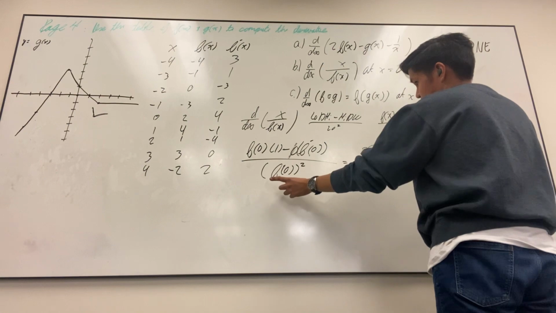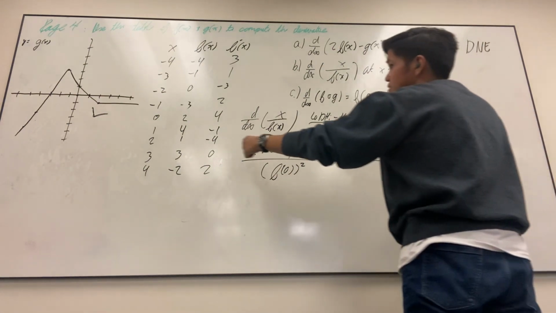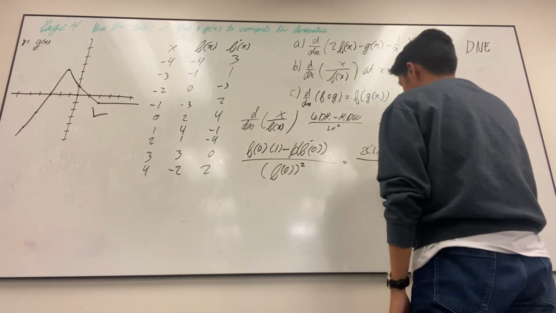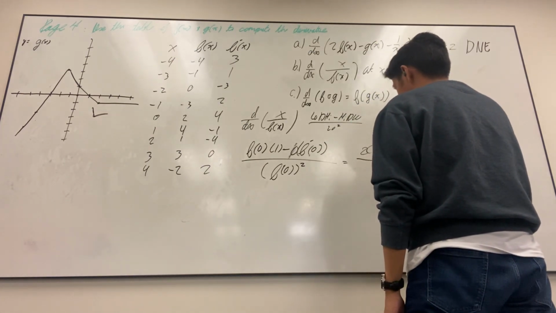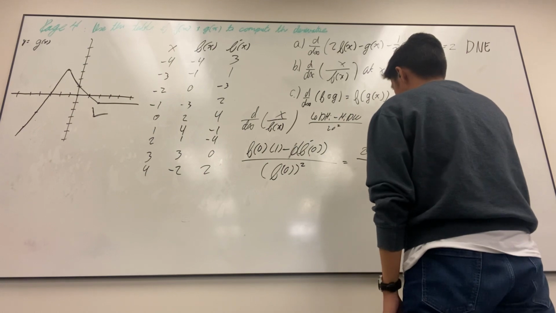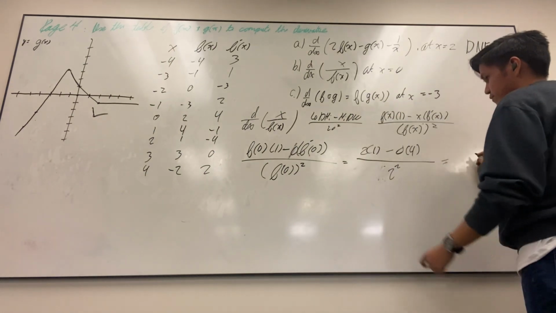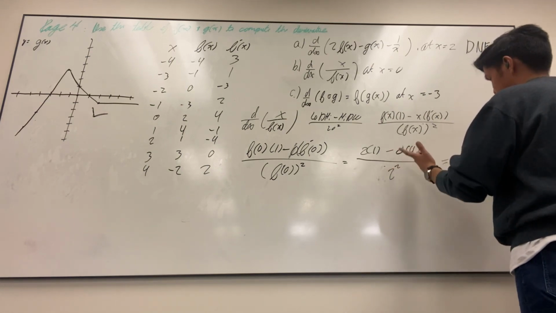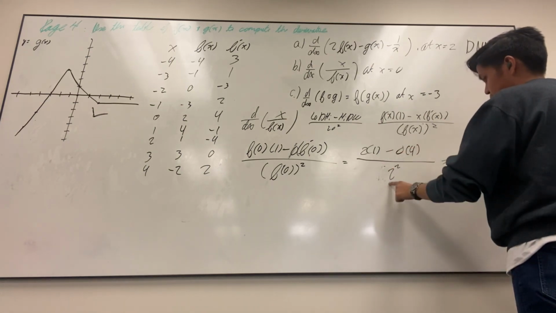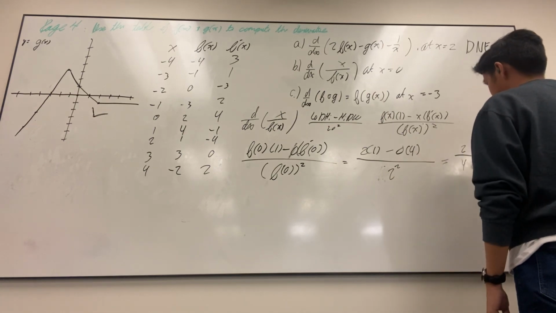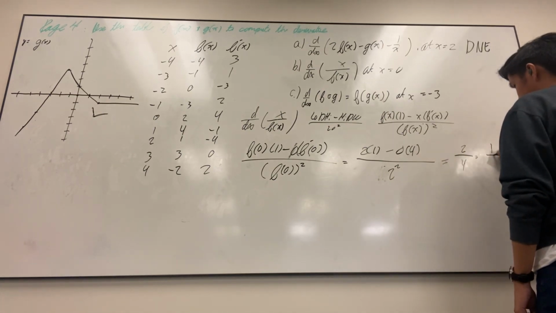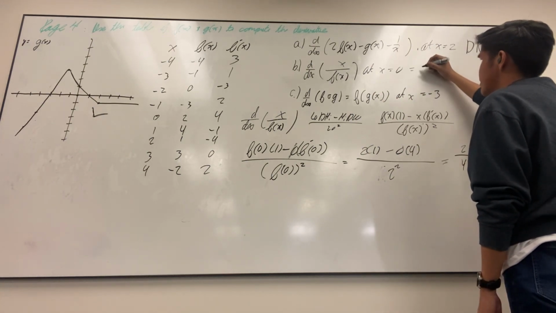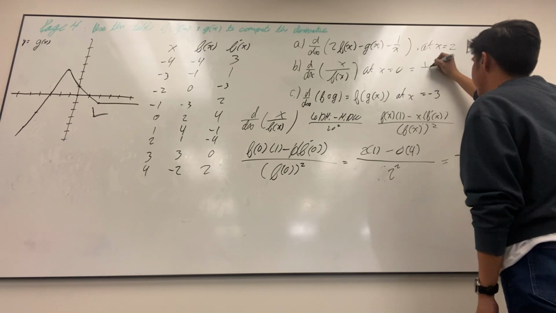Going back to this, f of 0 would again be 2. So we have 2 squared. Now we're able to simplify. So 2 times 1 is 2, minus 0 times 4, which is 0, so you can just cancel that out. Now you have 2 over 2 squared, which is 2 over 4. Simplify that, you have 1/2. So the derivative of x over f of x at x equals 0 is 1/2.